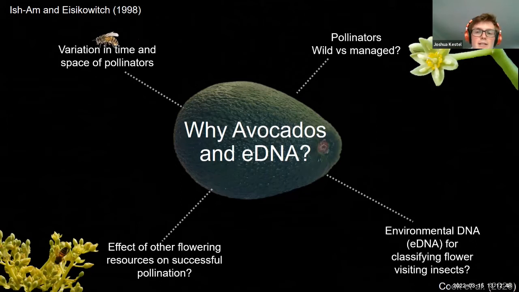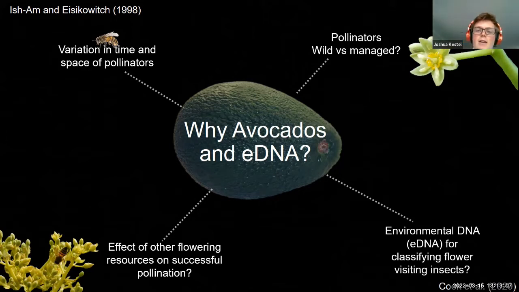Now, how these pollinators, both wild and managed, vary in space and time is also a big question. So by time, I mean across the avocado flowering season. Do you find, for example, the pollination services are low at the beginning of the avocado flowering season, high during peak, and then tapering off as the avocado flowering diminishes, or is it consistent throughout?